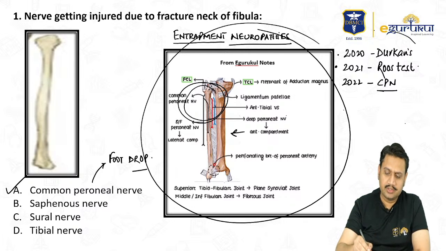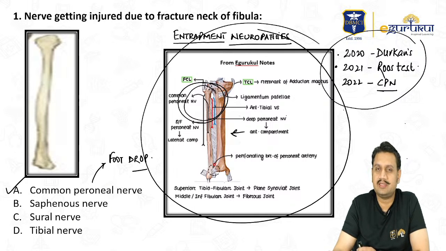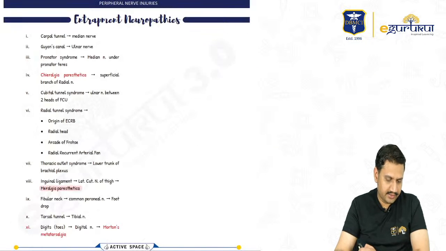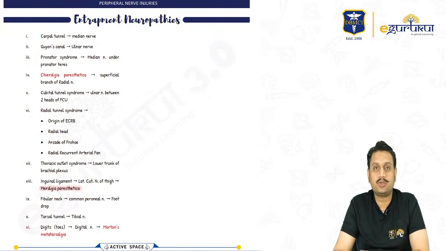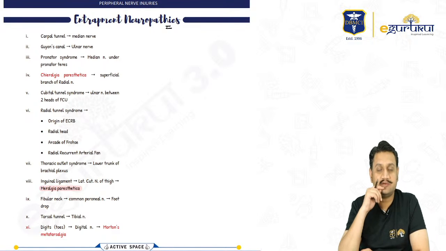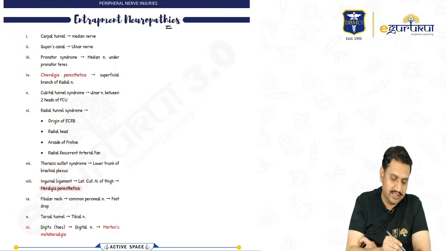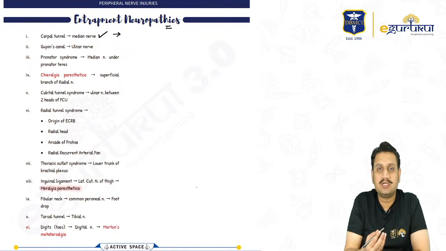So every year this entrapment neuropathy is giving one question in some of the exams, maybe in the All India, maybe in the INI exam. Okay, so that is one. Next one I would like to take. This is a screenshot of the description of the entrapment neuropathies that we have in our eGurukul notes as well as in our classroom notes. If you see the carpal tunnel, this is what I was telling you, the carpal tunnel was asked and its test was asked, which is what you call the Durkan's, right?